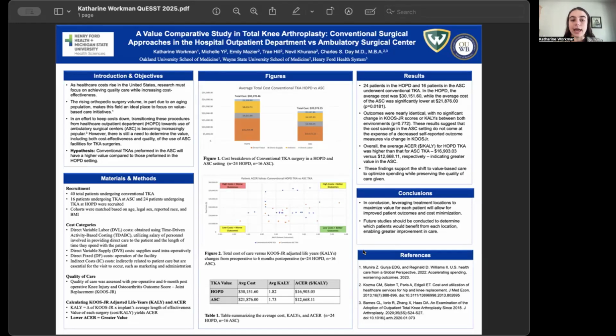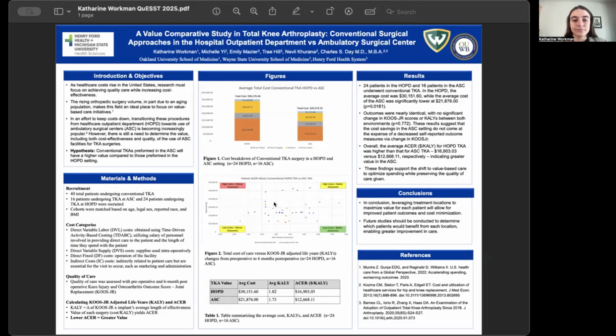Now, when we look at outcomes, our quality of care metrics, there was no statistical difference between the HOPD or the ASC. They were both found to be equally effective. In this chart here, you can see here is our zero line, and so on this side are any surgeries that had a lower outcome versus the better outcomes on this side. And you can tell that most of our data points are positive outcomes.